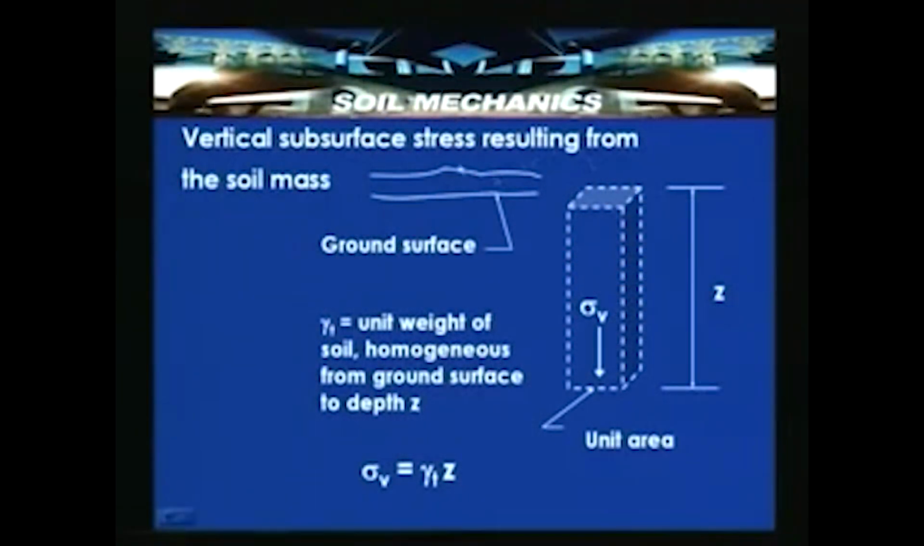So, the vertical subsurface stress resulting from the soil mass alone can be computed like this. Suppose this is the ground surface, and let us consider the average unit weight of the soil to be gamma T, homogeneous from the ground surface to depth Z. So, let us consider the depth under consideration to be Z from the ground surface.